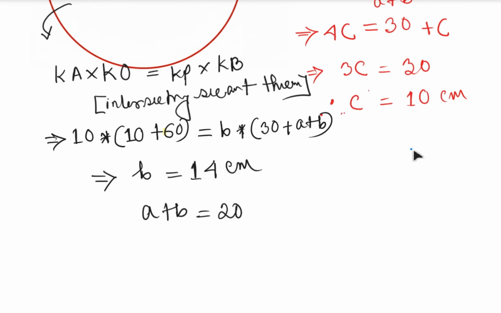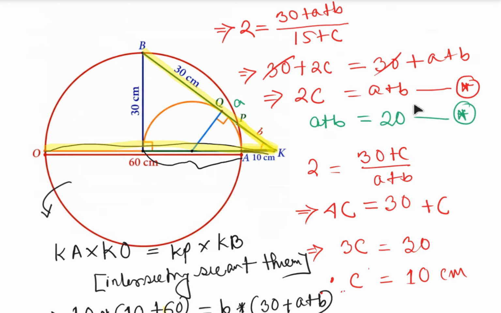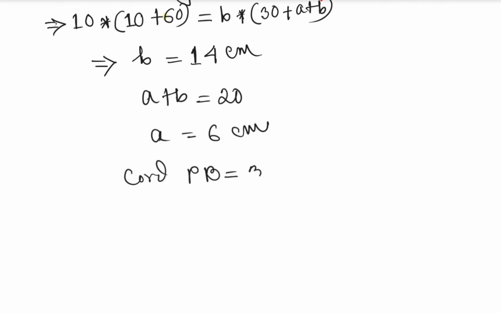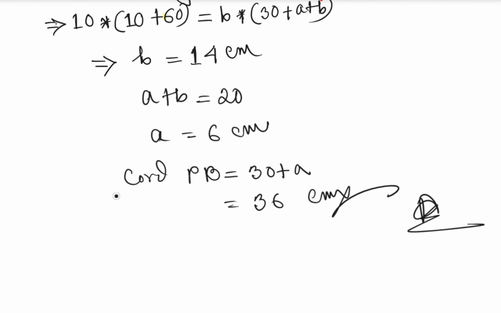The star equation: right now we have solved that A plus B is equal to 20. Now it's time to plug in the value of B. Indeed, we have the value of A is equal to 6 centimeter. Now the chord PB is equal to 30 plus A, right? So the chord is 36 centimeter. So this is the final answer.